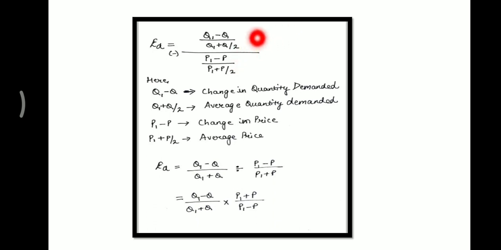Here this Q1 is the new quantity minus the initial quantity. So Q1 minus Q is the change in quantity demanded. Q1 plus Q divided by 2 is the average quantity demanded. P1, the new price, minus P, the initial price, is the change in price, and P1 plus P, that is the new price plus the initial price, divided by 2, is the average price. So this is the midpoint method for price elasticity of demand. This can be derived to this.